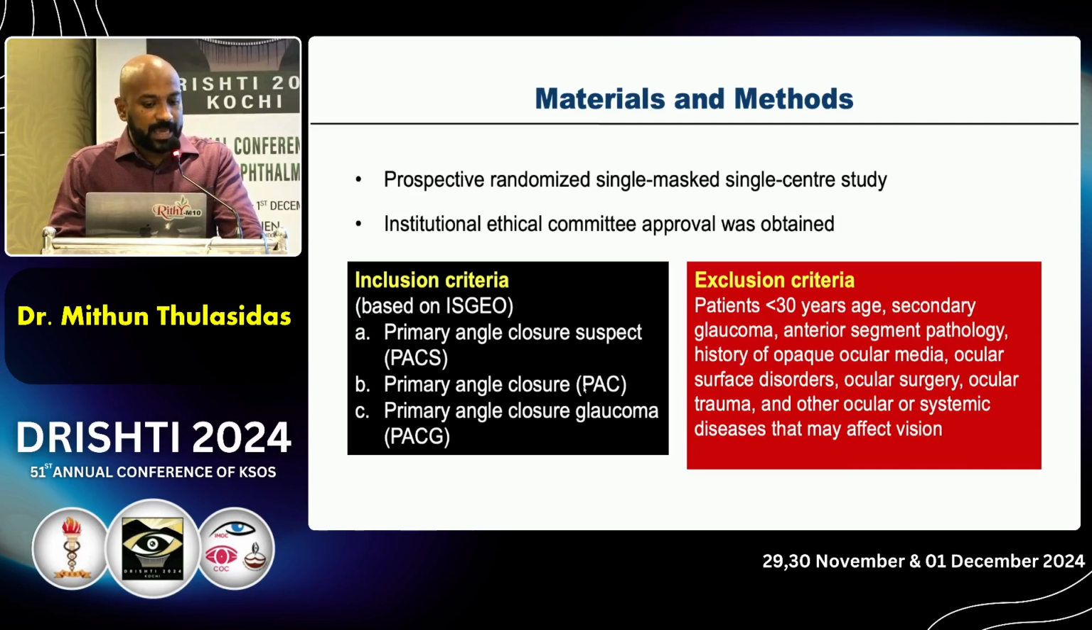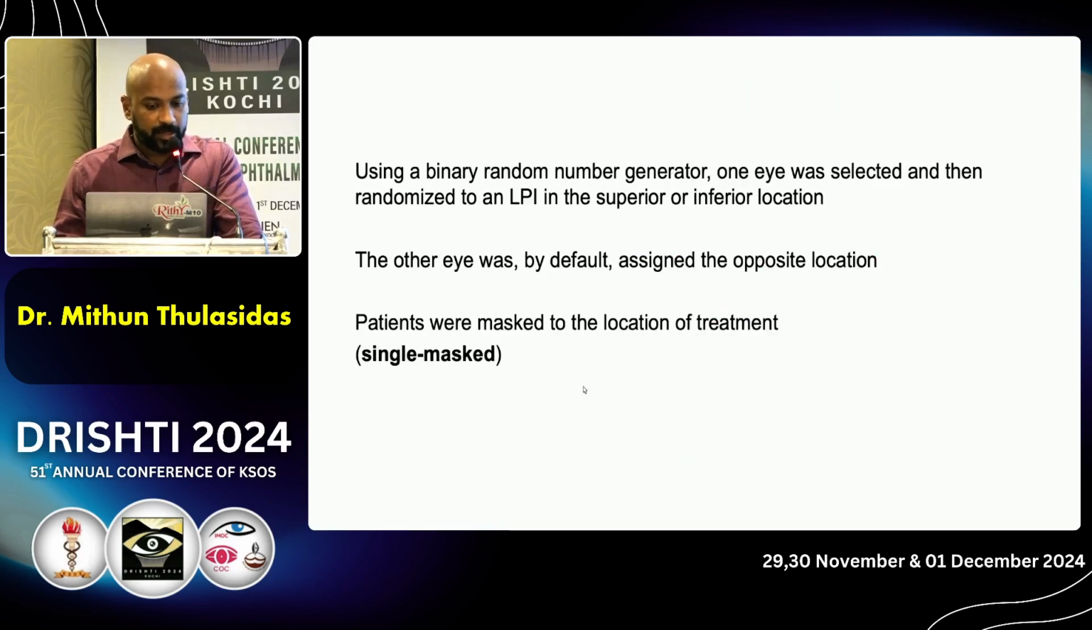Those with PAC and PACG were included. Among those diagnosed as PAC suspects, only those who had a family history of glaucoma, or a contralateral eye with angle closure glaucoma, or an ITC, that is iridotrabecular contact, of 360 degrees were included. These were the exclusion criteria.